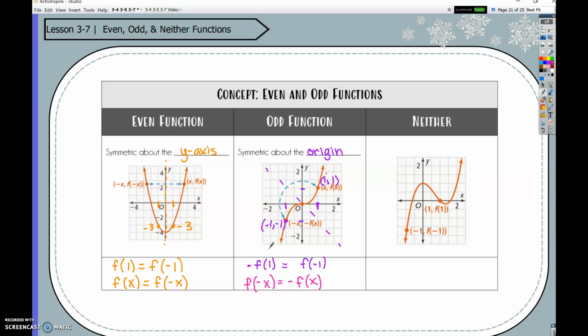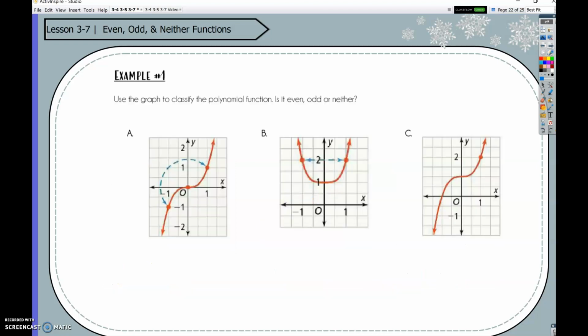Now, when it's neither, it just means that it doesn't fit one of these first two conditions. So we would say f of x does not equal f of -x, nor does f of -x equal -f of x. So that just can't happen, and you can see this graph does not fold over the y-axis, nor does it fold over like a diagonal line and have opposite values. Let's look at some graphs here for an example.